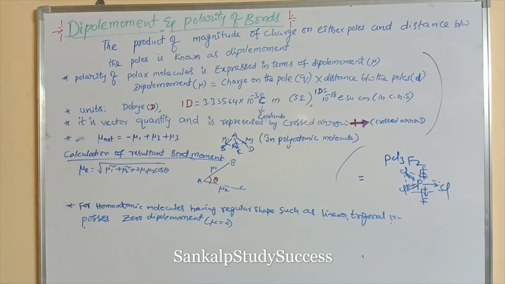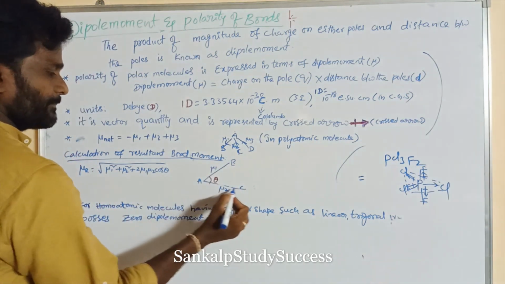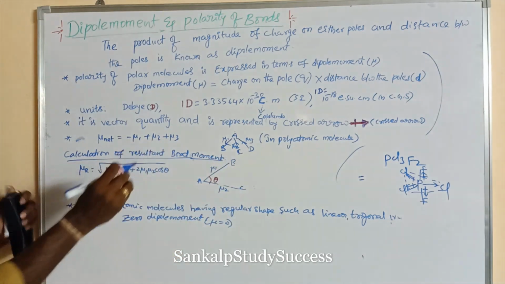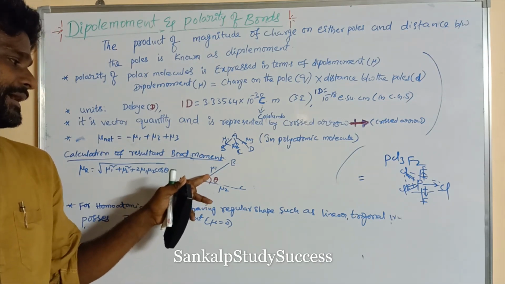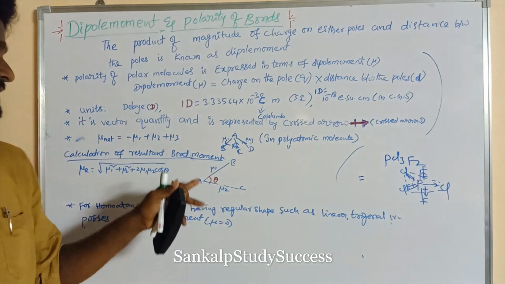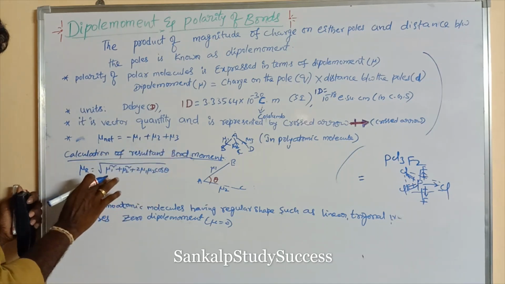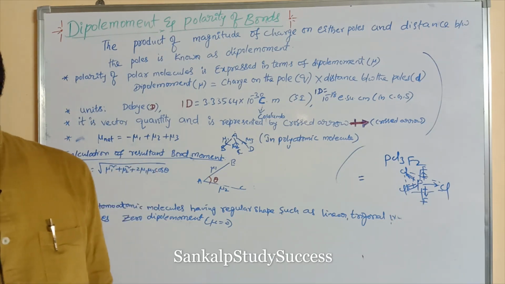calculation of resultant bond moment. So here two polar bonds are there. This is the A-B bond, this is the A-C bond. So this is one polar bond. These two polar bonds are inclined at angle theta, and their dipole moments are represented by mu1 and mu2. So the resultant dipole moment mu r is equal to the square root of mu1 square plus mu2 square plus 2 mu1 mu2 cos theta.